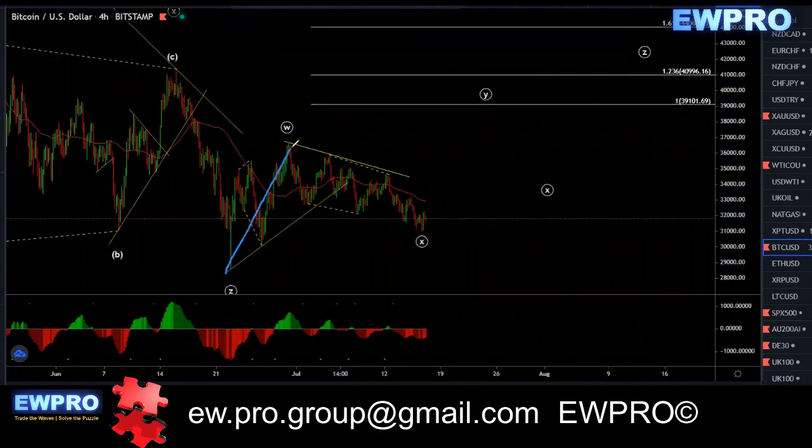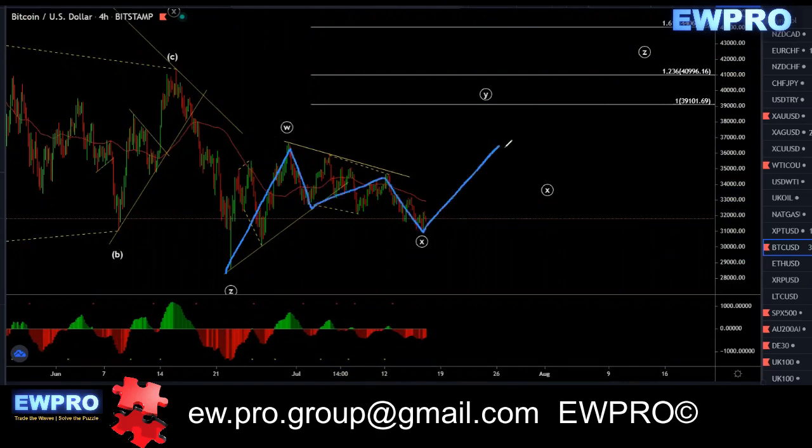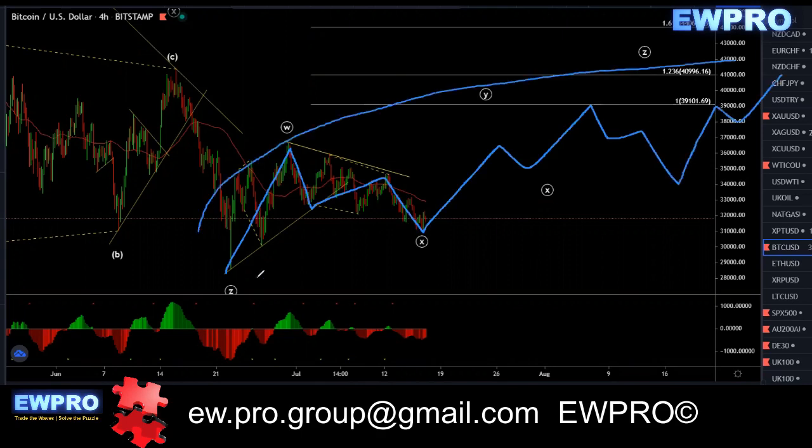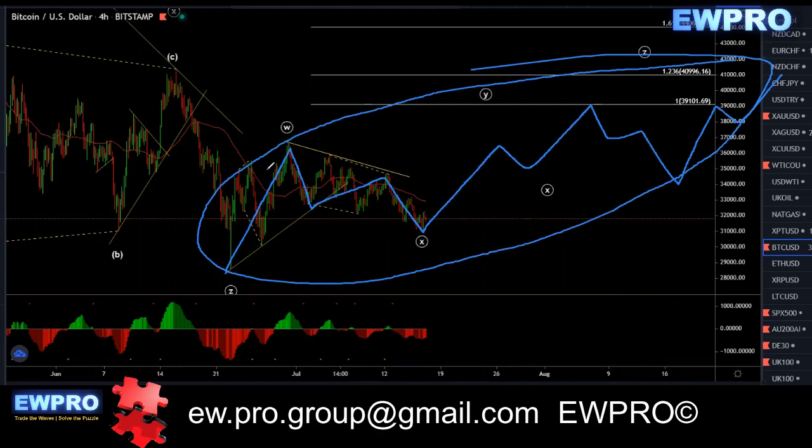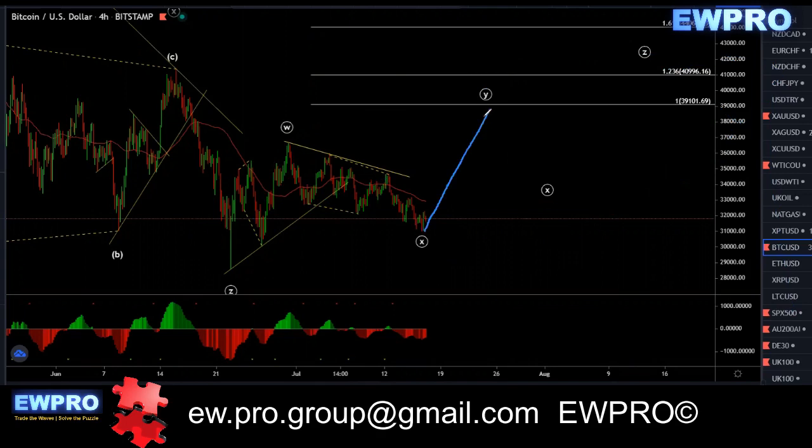The W, we got 3 up, 3 down. We can get 3 up, 3 down, then another 3 up for a complex correction before we get more downside, if that's what it's going to do. I'd be looking for the buys at this stage, because we're looking for that 100 fib. If you get a buy setup, look for that buy.